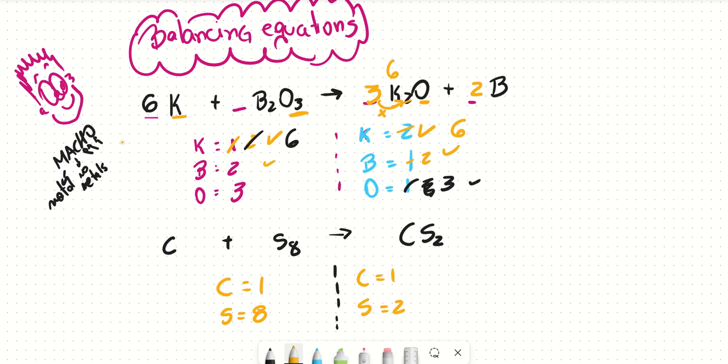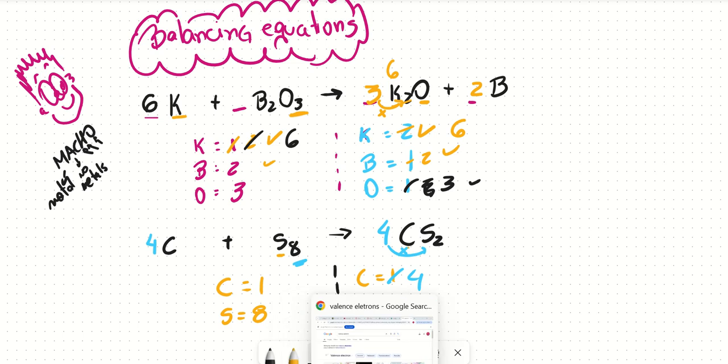So carbon is well balanced, so we start with sulfur over here, which is a non-metal. And it's like, okay, so I have 8 over here. What are you going to do? 4 over here, because I know that 4 times 2 is 8. And now I have 4 carbon, so we're going to put a 4 in front of carbon over here.